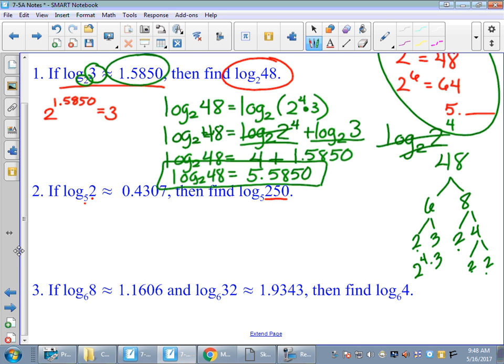Because 250 is larger, I'm thinking we're going to either square something or cube something or multiply. I don't think we're going to divide 5s and 2s to get 250. So kind of use that as your understanding. We're going to come up with a product.